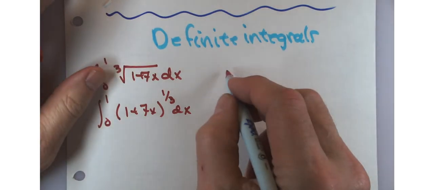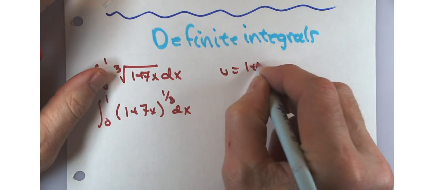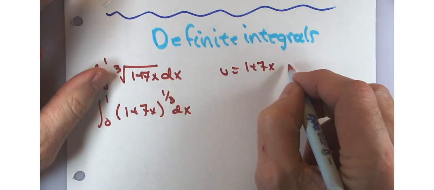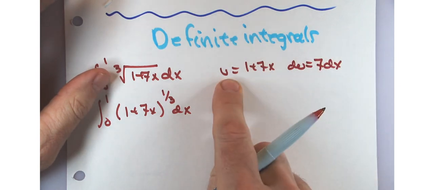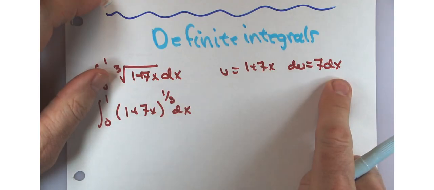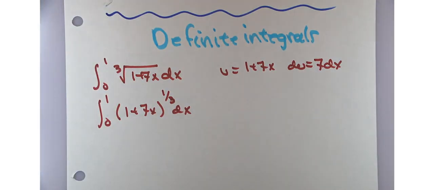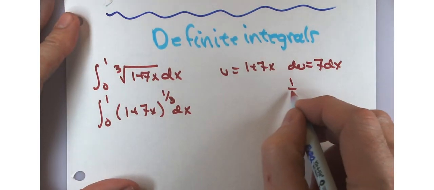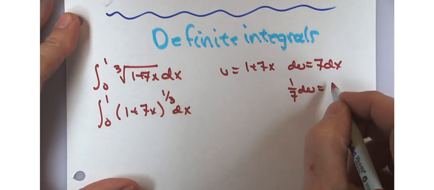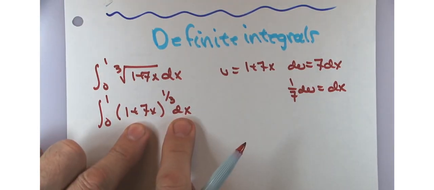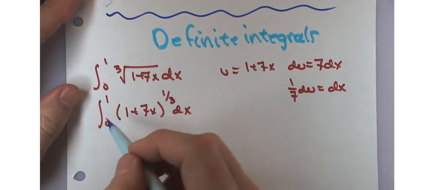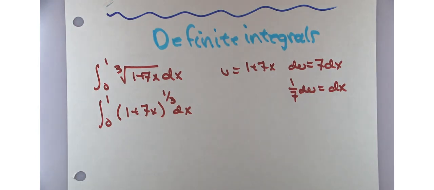So I'm going to let u equal 1 plus 7x, and that's going to mean du is going to equal 7 dx. So you get du by dx equals 7, multiply both sides by dx and get this. And if you're happy, that's going to be 1/7 du equals dx. That's great. You can change both of those things, but there's one more thing we have to change. These limits of integration are for the variable x. They're not for the variable u.